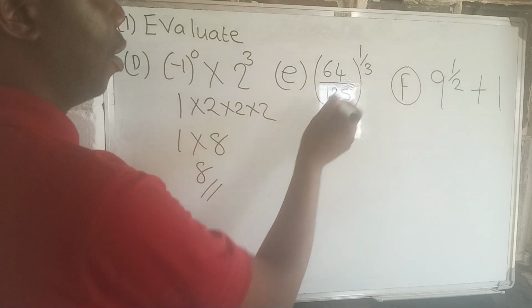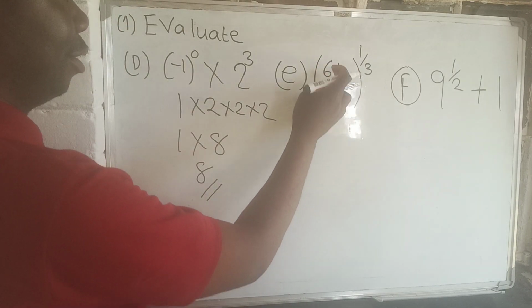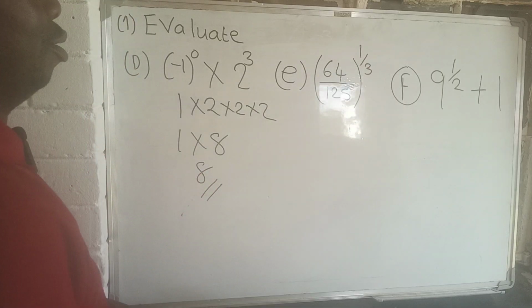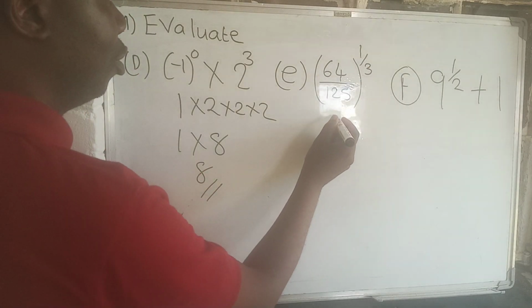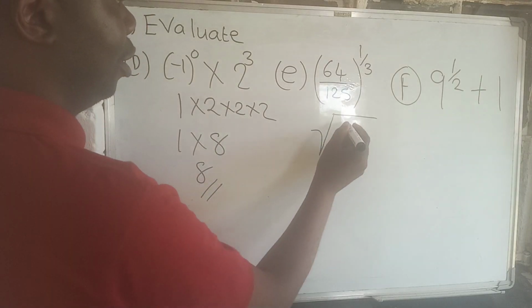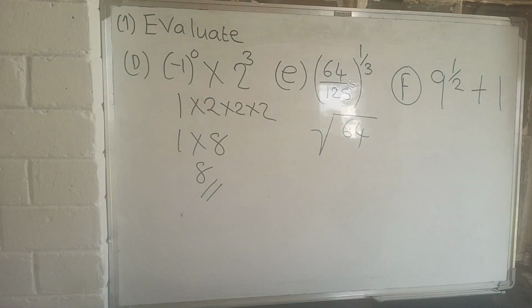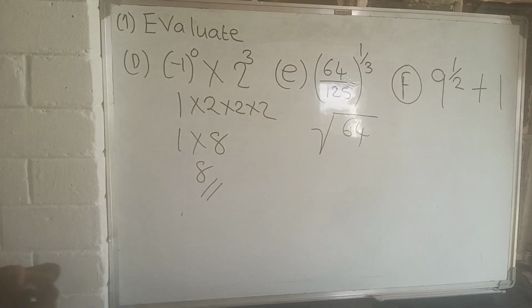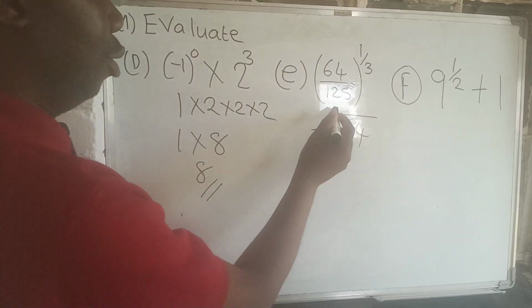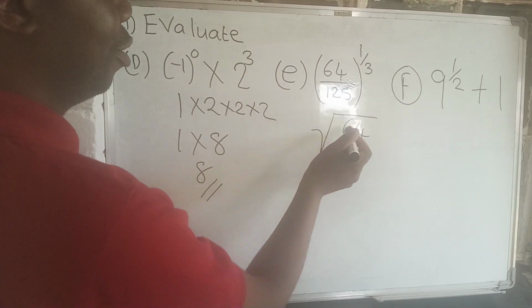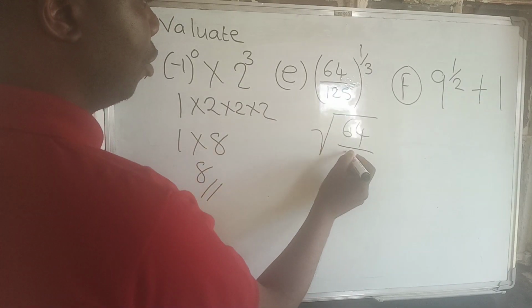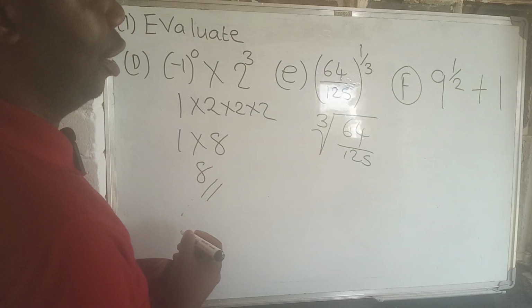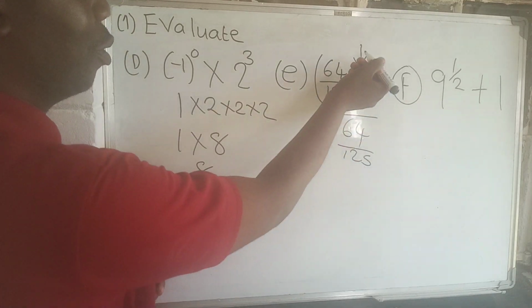We come here now. Once you see it's like this, 64 over 125 to the power 1 over 3, you introduce the root like this. You put 64 over 125. This 3, you put it there. There is no need of putting a power because it's 1.